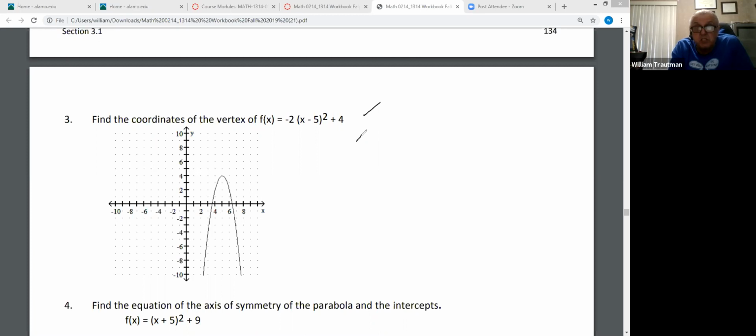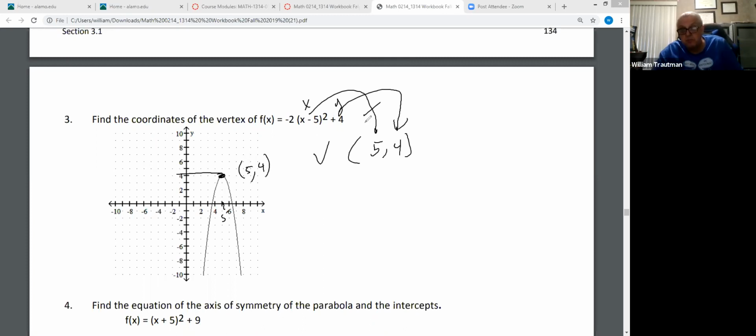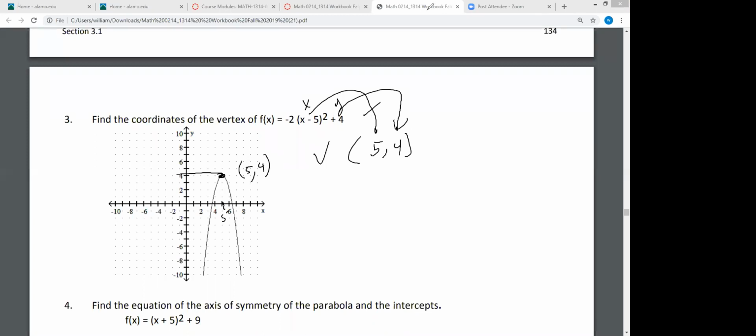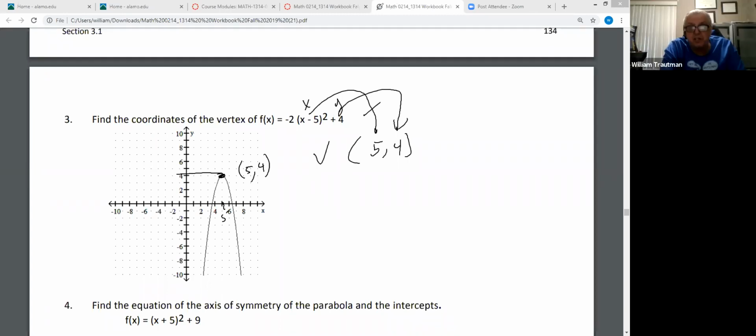What is the vertex? The vertex is 5, 4. Opposite sign of this and the same sign of this. This is the x part and this is the y part. Or you can get it right off of here. The coordinate is x 5, y 4. So for this question, they don't want the axis of symmetry, domain, and range. They just wanted the vertex, right? Okay. I just added all that in there to give us a little bit more practice.